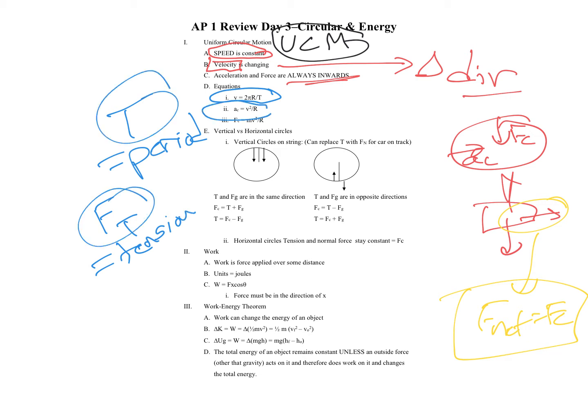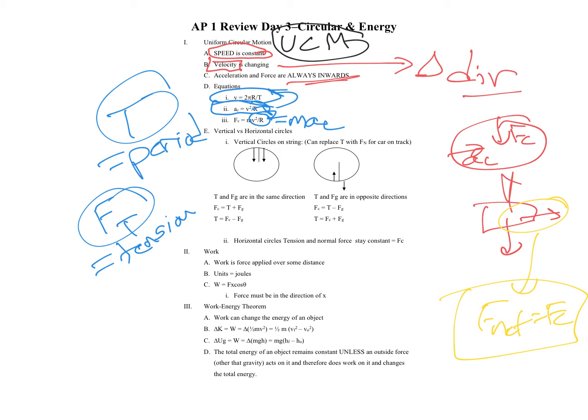AC is always equal to V squared over R. That V is this V from up here. FC is just equal to MA, right? But it's MAC, and so you get V squared over R from that above equation.